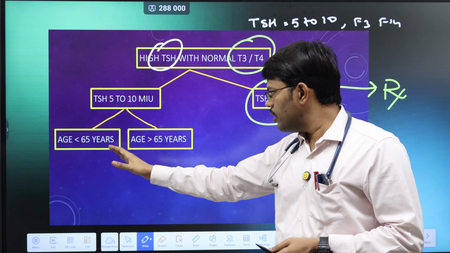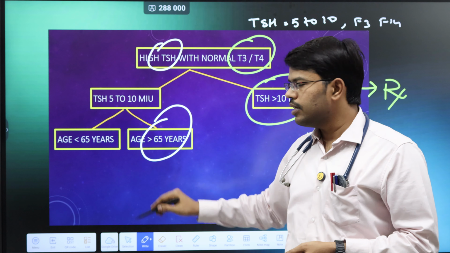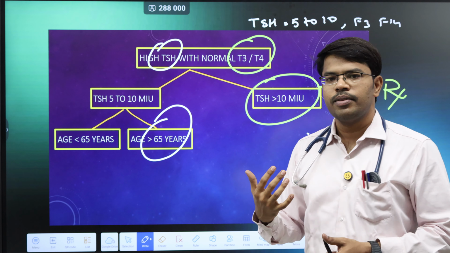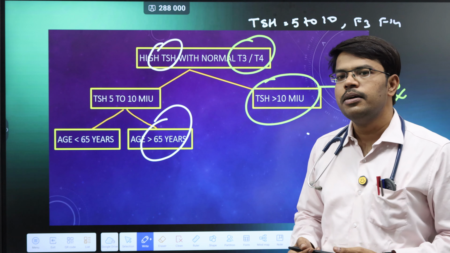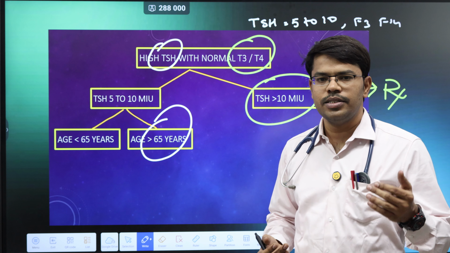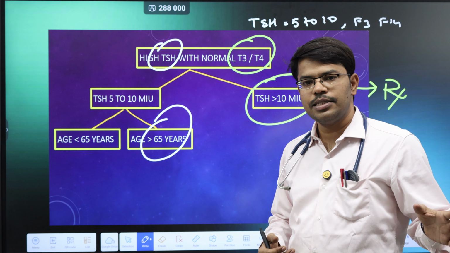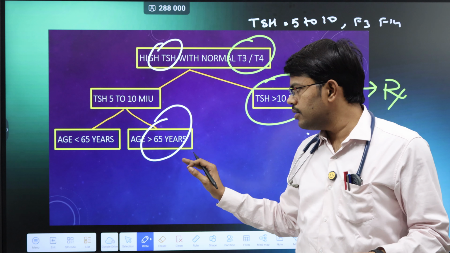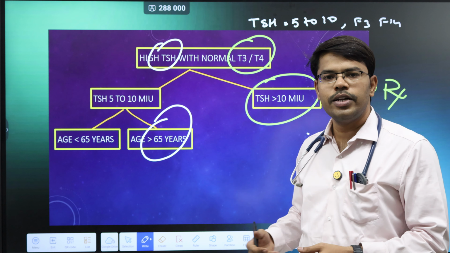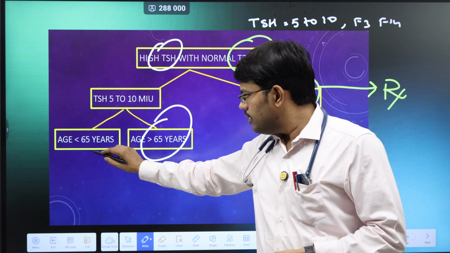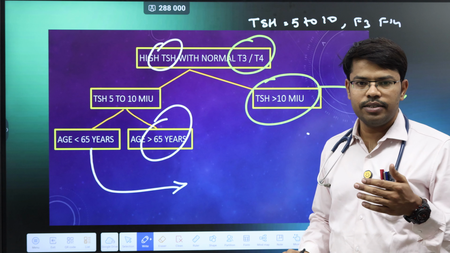If it is less than 10, look at the age: less than 65, more than 65. More than 65, usually keep the patient in follow-up. The treatment is not so significant and probably a lower dose of 25 microgram might be required. What might be the symptoms? Constipation, neuropsychiatric manifestations, fatigue. If unexplained by any other cause, then you can consider treatment, but mostly the patient might not require it because they might not tolerate the L-thyroxine treatment. Here, if the age is less than 65, then you might need to start the treatment.